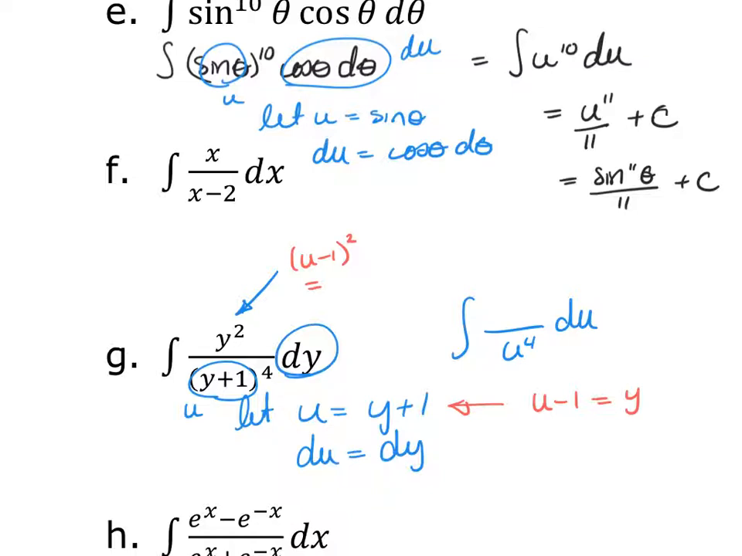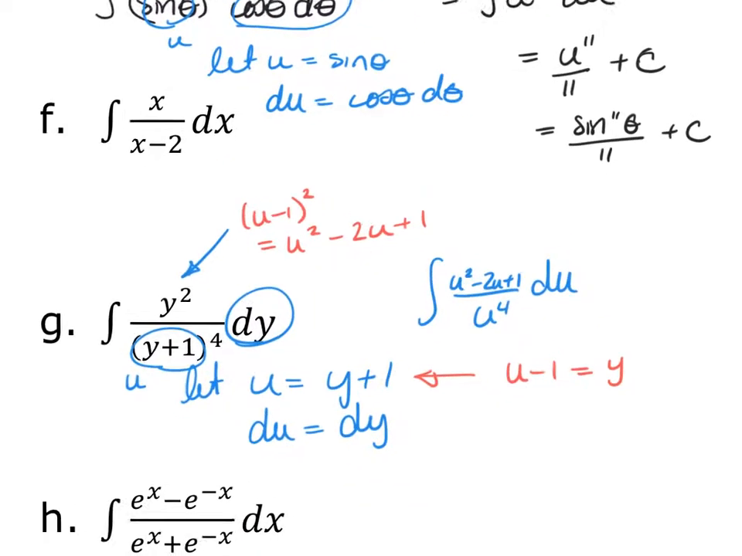What it does do is it allows me to replace y squared with u minus 1 and then square it. And I'm actually going to go ahead and do the multiplication out on this, because otherwise I'm going to have u minus 1 squared over u to the 4th, and that didn't seem to help me much. So I'm going to multiply this through, and in the numerator, I'm going to get u squared minus 2u plus 1.